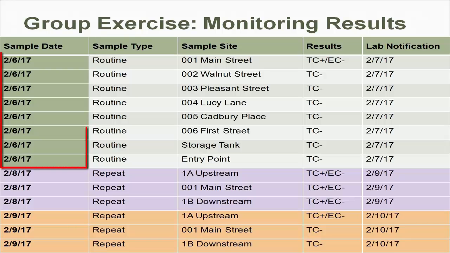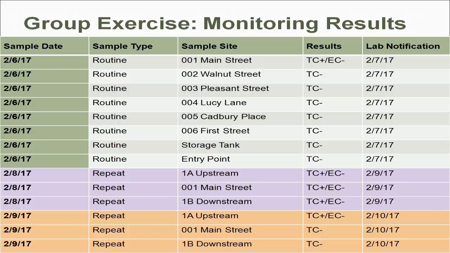If you were to look, this is a Monday. We do encourage systems to sample as early in the week as possible so that you're not getting the call on Friday that you have the hit. Now you've got to take repeats, you've got to find somebody who's open, you have to have someone available to receive the results of the repeat call over the weekend.